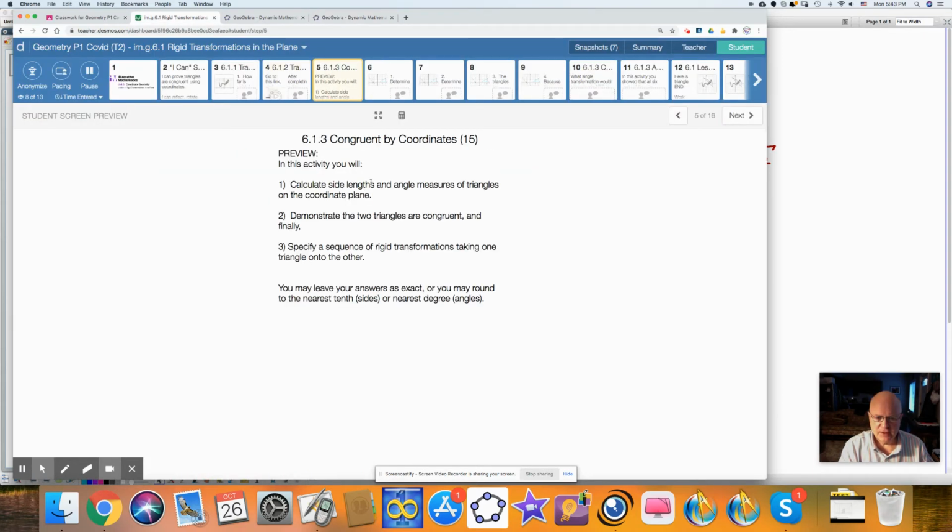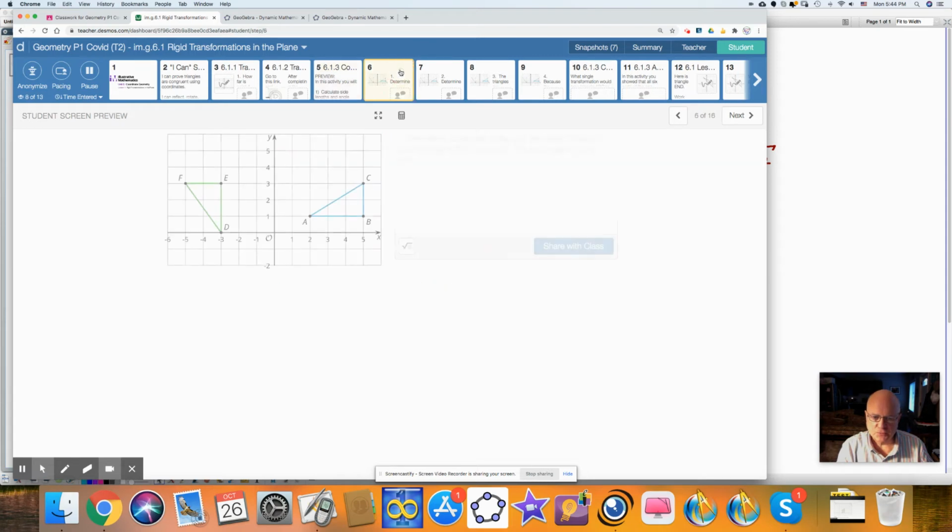In this activity, we're going to calculate the side lengths and the angle measures of the triangles in a coordinate plane. We'll demonstrate that the two are congruent, and finally we will specify a sequence of rigid transformations that takes one onto the other. We can leave our answers as exact, or we can round to the nearest tenth for sides, nearest degree for angles.